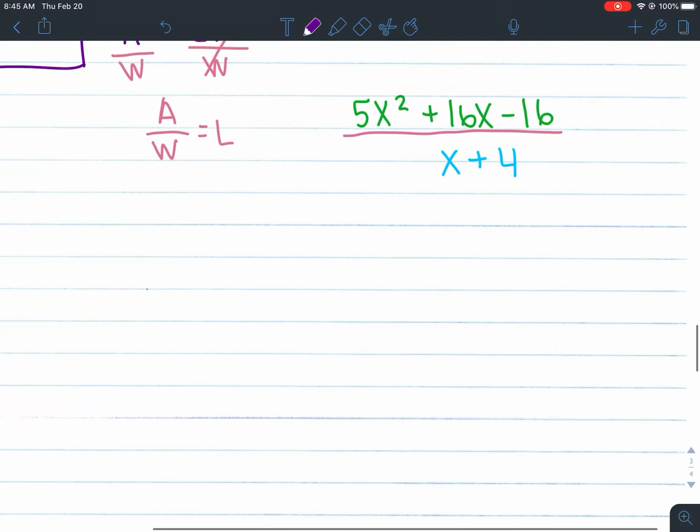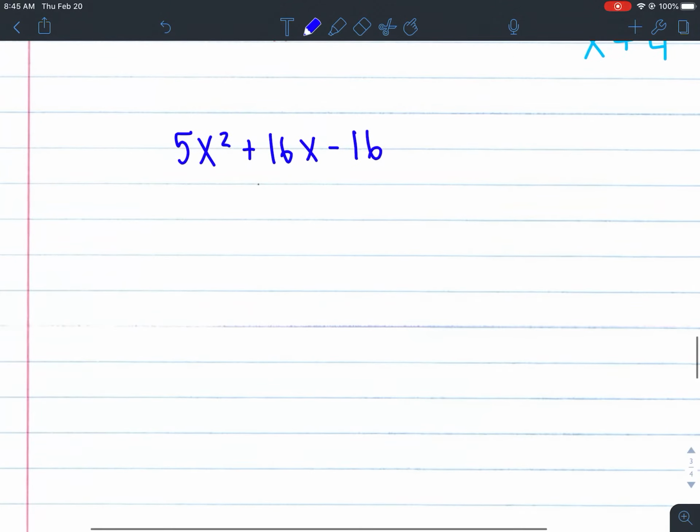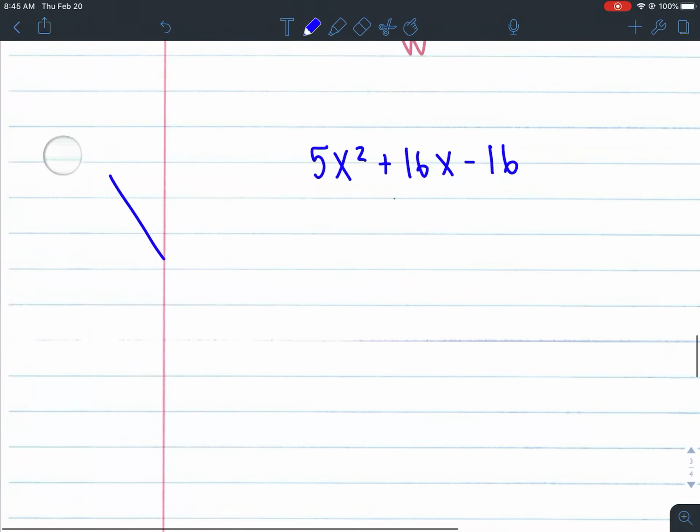We're going to factor that top part. So we're going to have 5x squared plus 16x minus 16. And I can't really do much with that bottom part. I can't factor that any further. So I'm going to look at the top part of my fraction. There is no GCF, so I'm going to move on to the AC method.